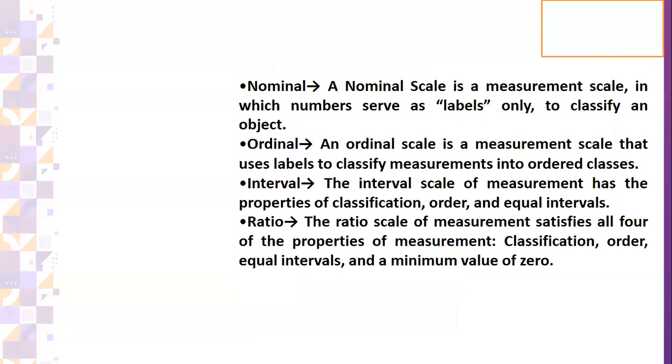Now, nominal scales have only labels. Ordinal scales have labels plus order. Interval scales have label, order, and intervals. And ratio scales have the classification along with the value of 0.